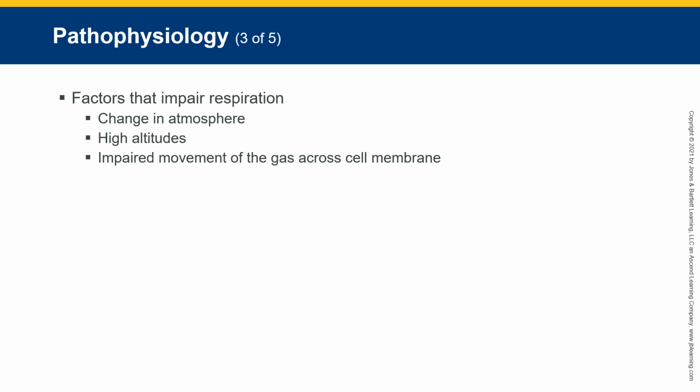Factors that impair respiration: change in atmosphere, high altitudes, impaired movement of gas across cell membranes. So here versus Colorado: people who are used to living here struggle to breathe in Colorado because it is a higher altitude. In Wyoming, when I went a couple years ago, I struggled with controlling my breathing for a while because Wyoming is a higher altitude.